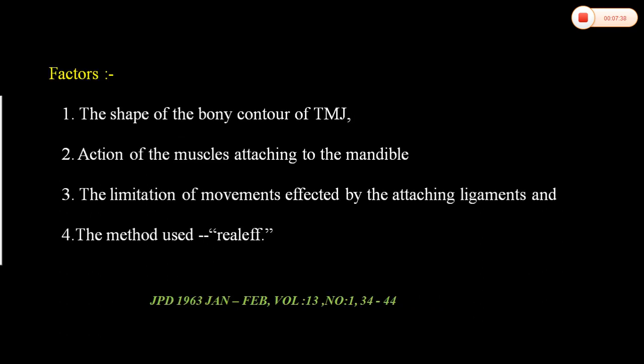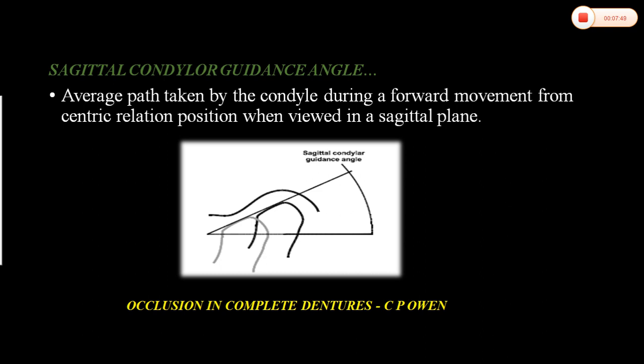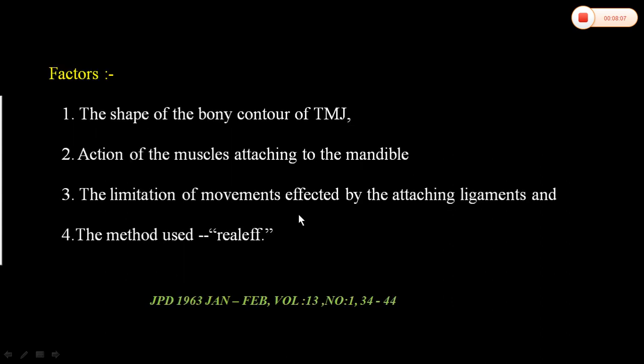This sagittal condylar guidance angle depends on some factors. They are the shape of the bony contour of the TMJ. So this is the glenoid fossa and articular eminence. If this articular eminence is steep, condylar guidance will be steep or increased. If the articular eminence or bony projection is shallow, condylar guidance will be shallow.